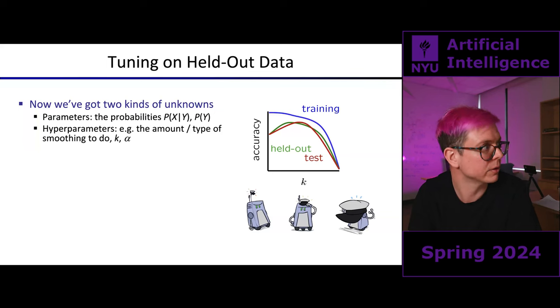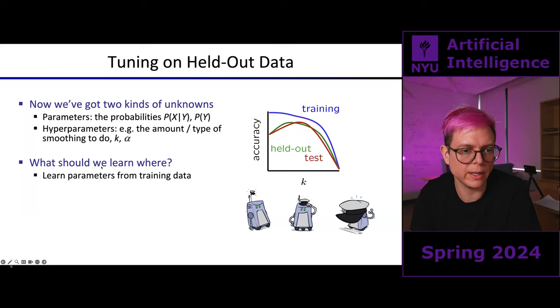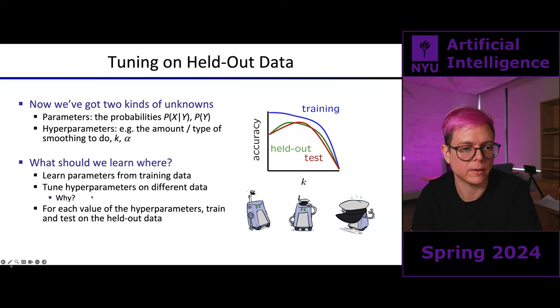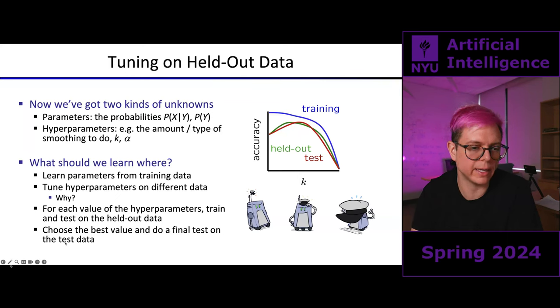Okay, good question. What should we learn where? We are going to be learning the parameters from the training data. Then we tune the hyperparameters on the held out data. Why? Otherwise, you overfit. For each value of the hyperparameters, train and test on the held out. Choose the best value and then finally test on the test data, but don't use this data to do any decision. Otherwise, you are not using test data, you're just using validation or held out data.